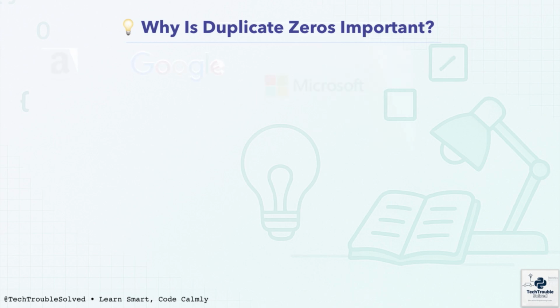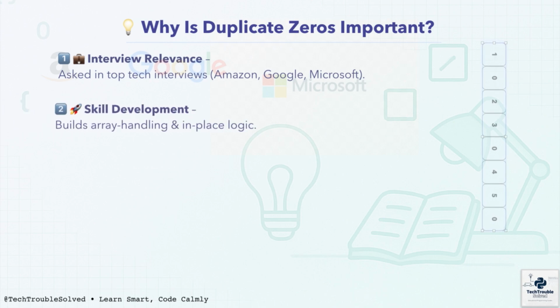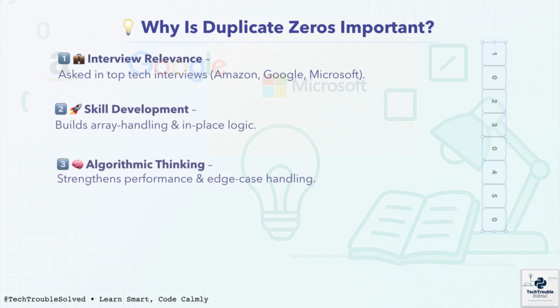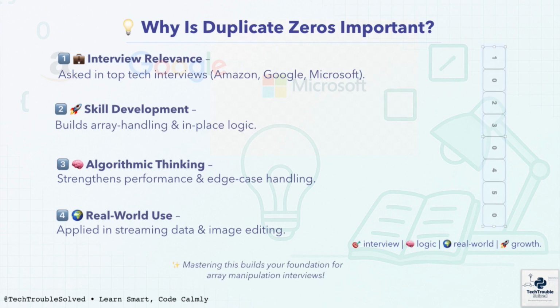This problem shows up a lot in coding interviews, especially with companies like Amazon, Google, and Microsoft. It's not just about duplicating zeros, it's about thinking through how data shifts inside memory. You will see the same kind of thinking applied in real world systems, like when we handle live data streams or work with pixel buffers in image editing. So, if you can master this one calmly, you are building real confidence with array manipulation.